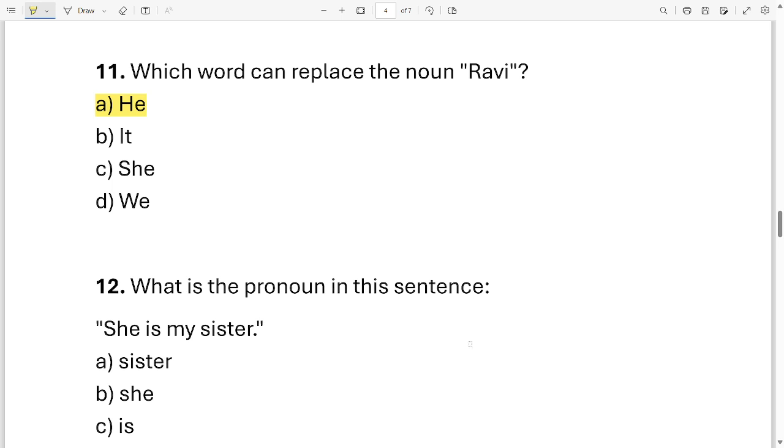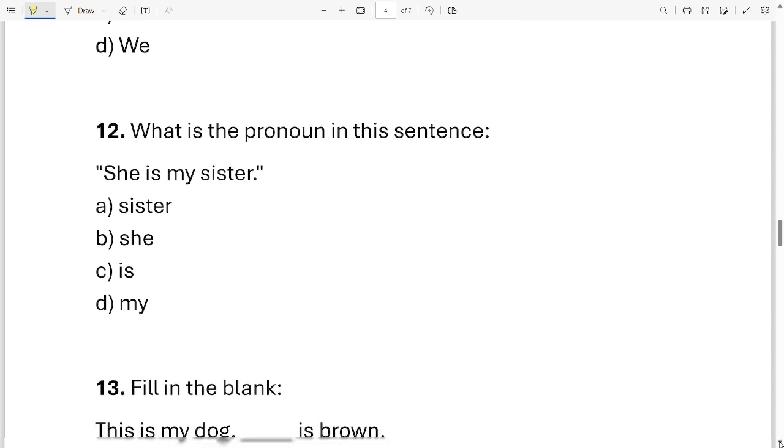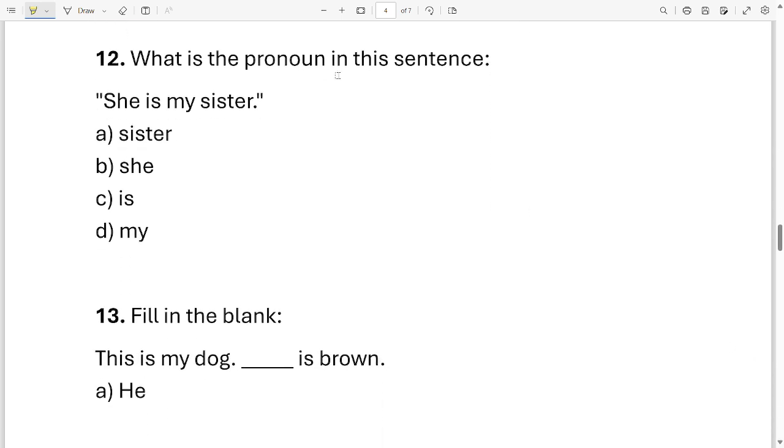Okay, the next question. What is the pronoun in this sentence? Sentence is, she is my sister. Now identify the pronoun in this sentence. Is it sister? Is it she? Is it is or is it mine? You have to identify the pronoun in the sentence. Which one is it? It is option B, she.